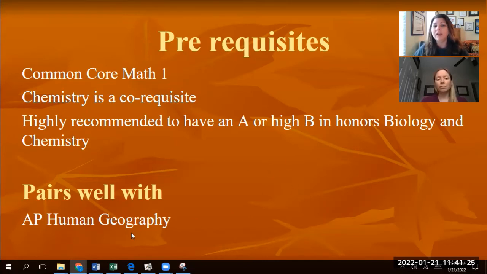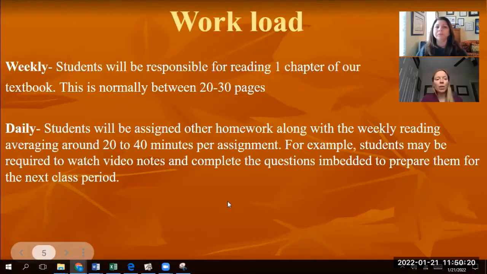AP Environmental Science pairs very well with AP Human Geography. AP Human Geography and APES have a lot of overlap. There's a small part of AP Environmental that basically makes up all of Human Geo, and there's a small part of Human Geo that basically makes up a big part of AP Environmental. But they do pair very nicely together, and students who have had AP Human Geo in the past tend to thrive with AP Environmental.